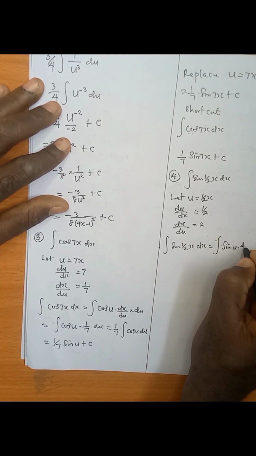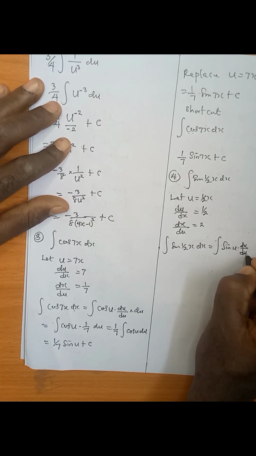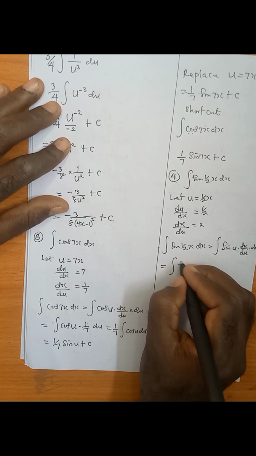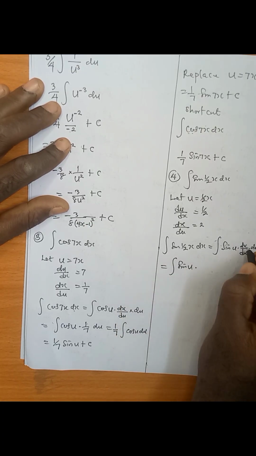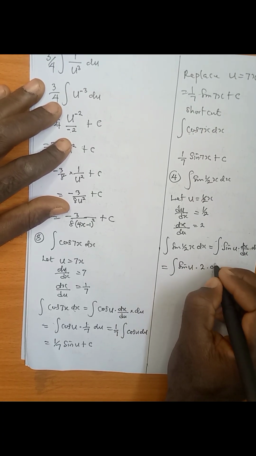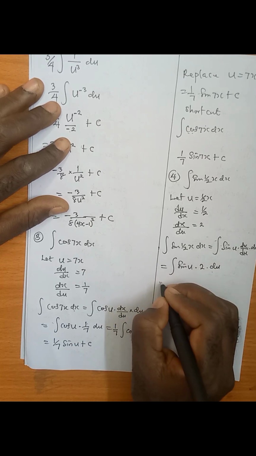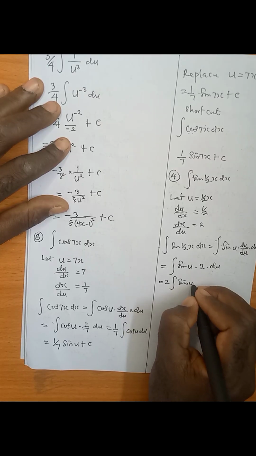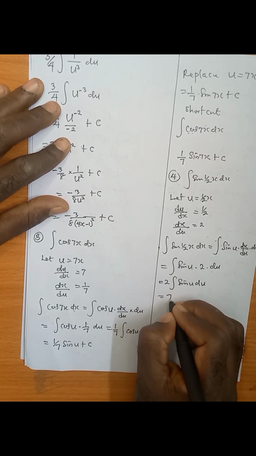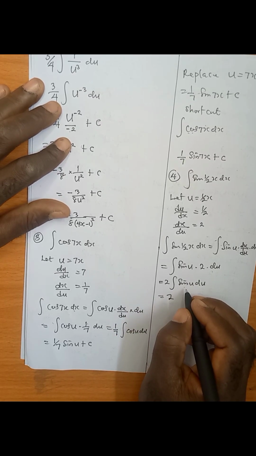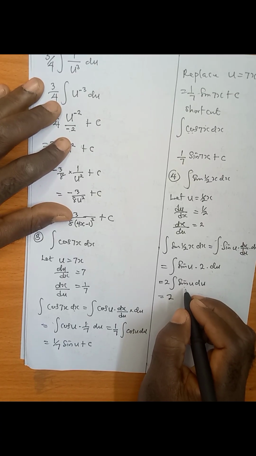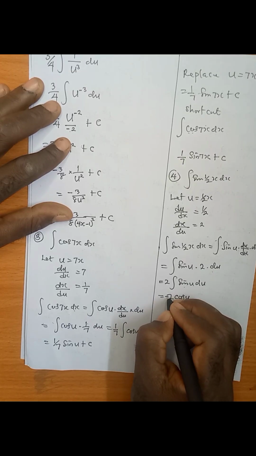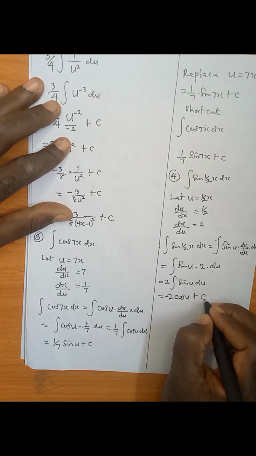dx is dx over du times du. Then we have integral of sine u. The dx over du is 2, then du. Then we'll bring this 2 outside because it is a constant value. Then sine u du. Now we integrate sine u. When we integrate sine u, it will give us minus cos u. We bring the minus here, then plus the constant of integration.